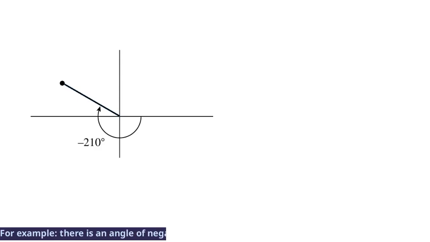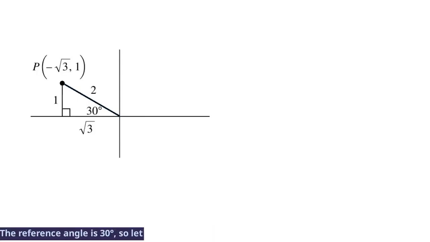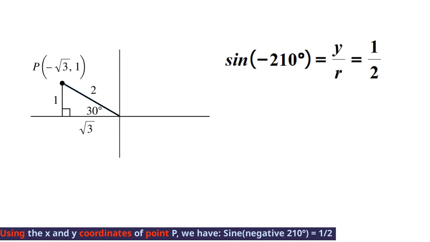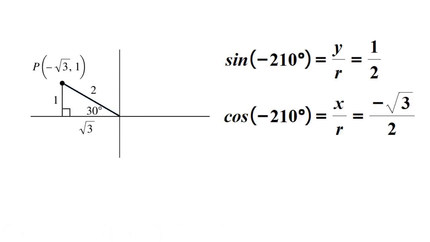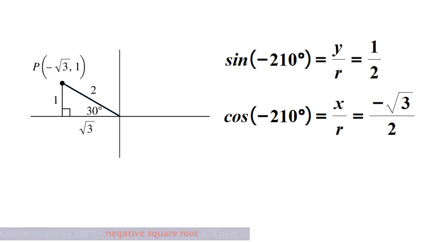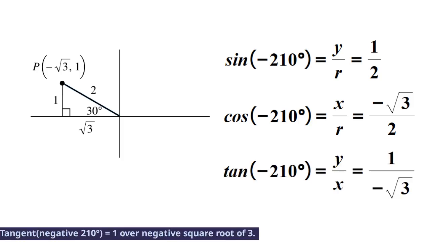For example, there is an angle of negative 210 degrees. The reference angle is 30 degrees, so let's draw a right triangle. Using the x and y coordinates of point P, we have sine of negative 210 degrees equals 1/2. Cosine of negative 210 degrees equals negative square root of 3 over 2. Tangent of negative 210 degrees equals 1 over negative square root of 3.